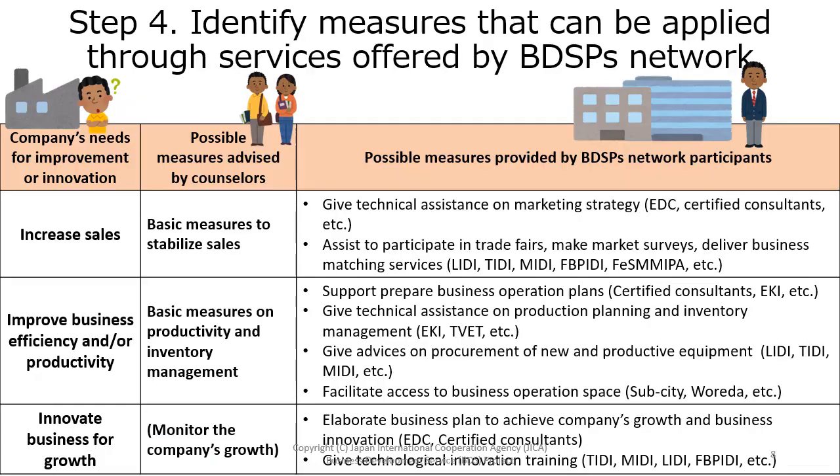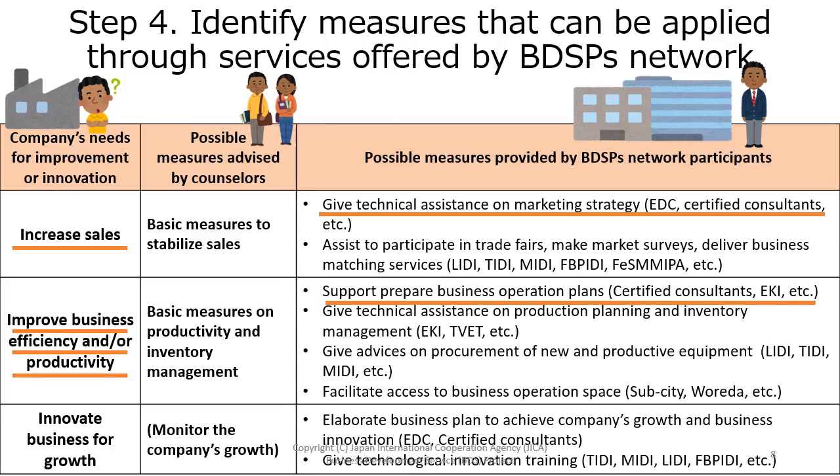The next step is to choose the right Business Development Service Providers or BDSPs to help solve the problems that the MSME want to solve. If the MSME wish to solve its problem on low sales, the MSME counselor may be able to ask EDC or other consultants that can help elaborate marketing strategy to help the MSME. If the MSME want to improve business efficiency and productivity, the MSME counselor may be able to introduce them to EKI or consultants that can help prepare operation plans.